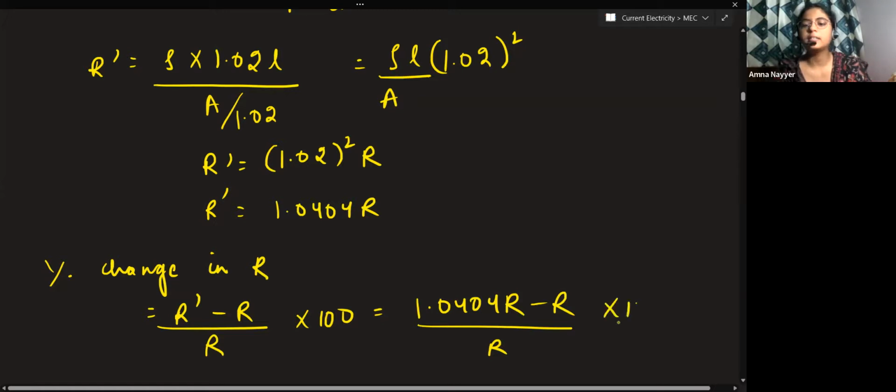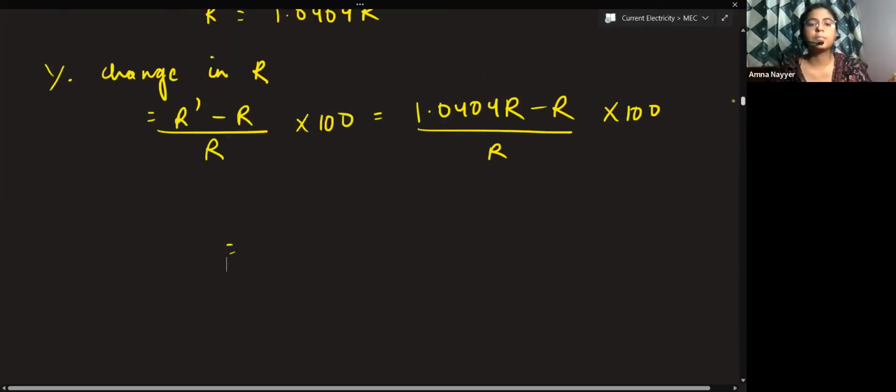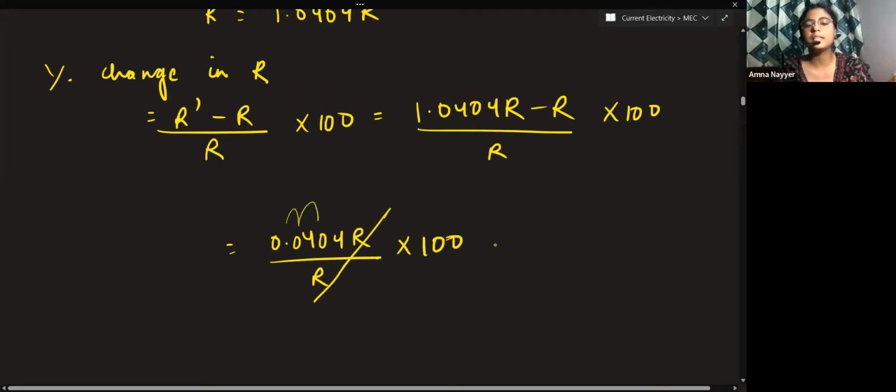Multiplied by 100. So 1.0401 minus 1, basically that gives 0.0404 R divided by R into 100. R and R get cancelled, so 4.04% change in the resistance.